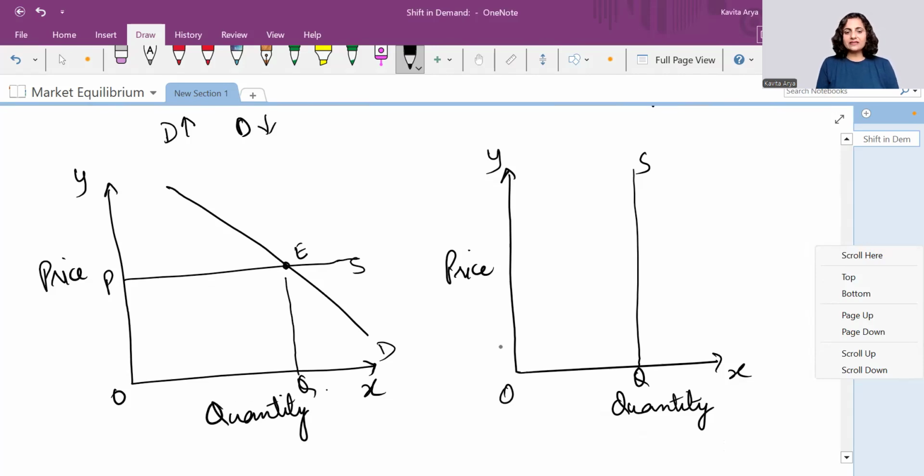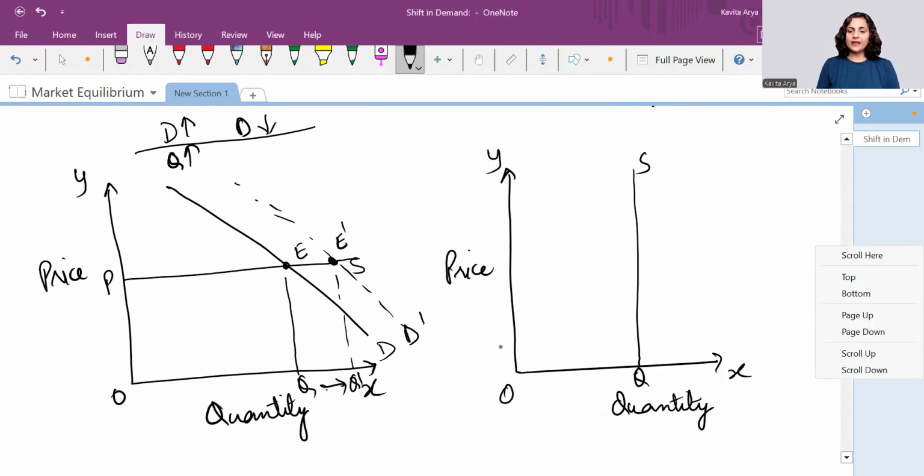So if demand rises, it means it is going to show a rightward shift, right? So this is D dash. So I would have my E dash here because there is no change in supply. So Q dash would be on the right side. It means with an increase in demand, the quantity would be increased.